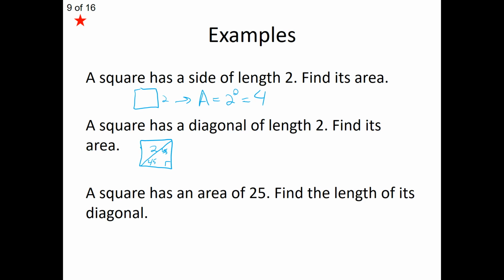We are given the length of the diagonal, which happens to be the length of the hypotenuse. And so we can work backward from the length of the diagonal to find the length of the leg of our 45, 45, 90, which just so happens to be the side length of our square. So I take 2 divided by root 2 to go backward, and simplifying that, we get a side length of root 2.